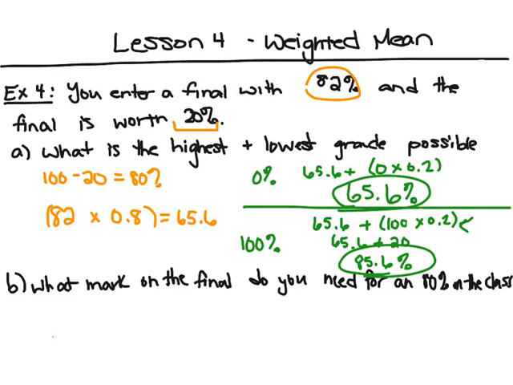So we want to figure out, what does the grade have to be in order to get an 80? So we want an 80, and right now we have a 65.6. So we're going to subtract the two numbers. And what that means is you need to get 14.4 points on your final. So that's the same as 14.4 out of 20.